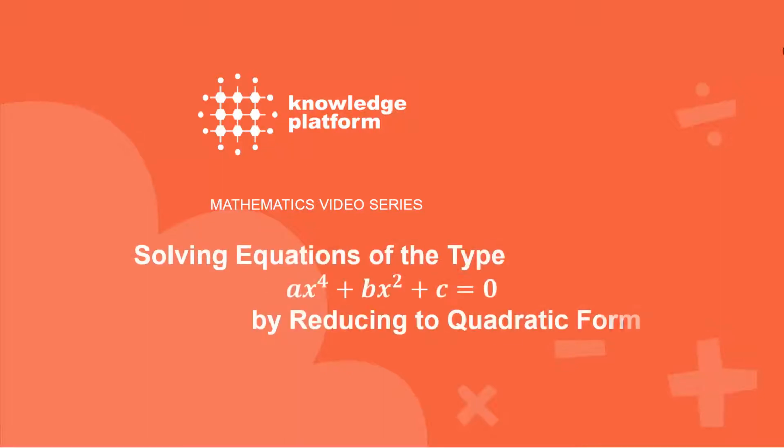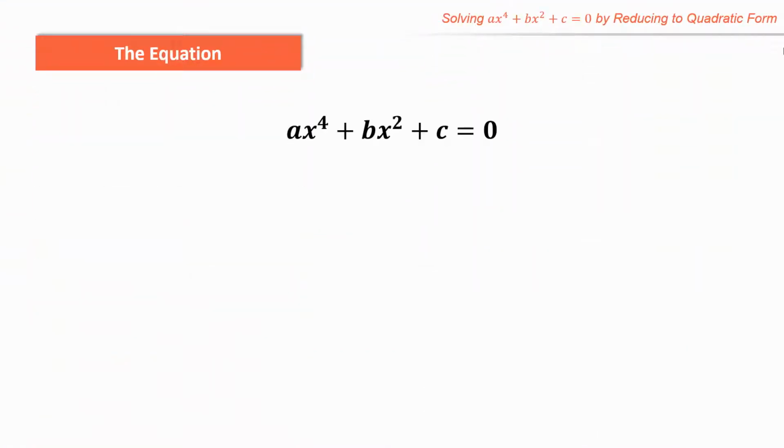In this video, we will learn how to solve equations of the type ax^4 + bx^2 + c = 0 by reducing to quadratic form. Before we actually solve this equation, let's look at it in greater detail.